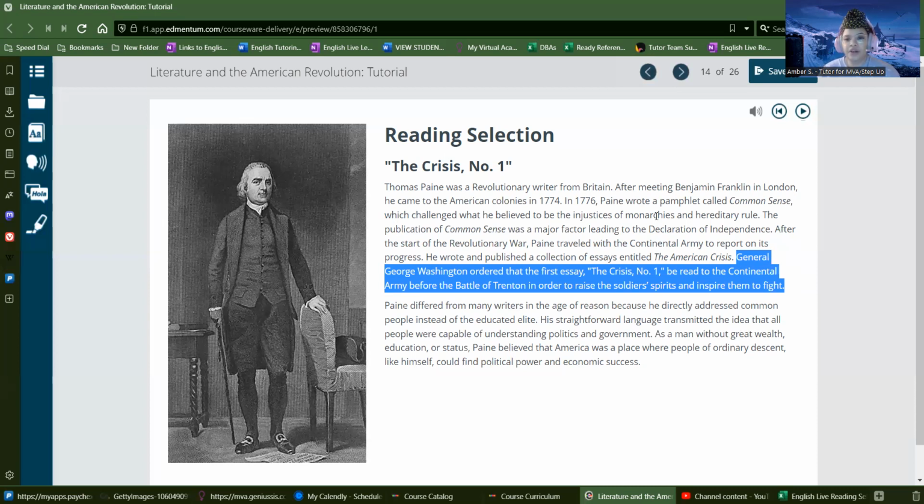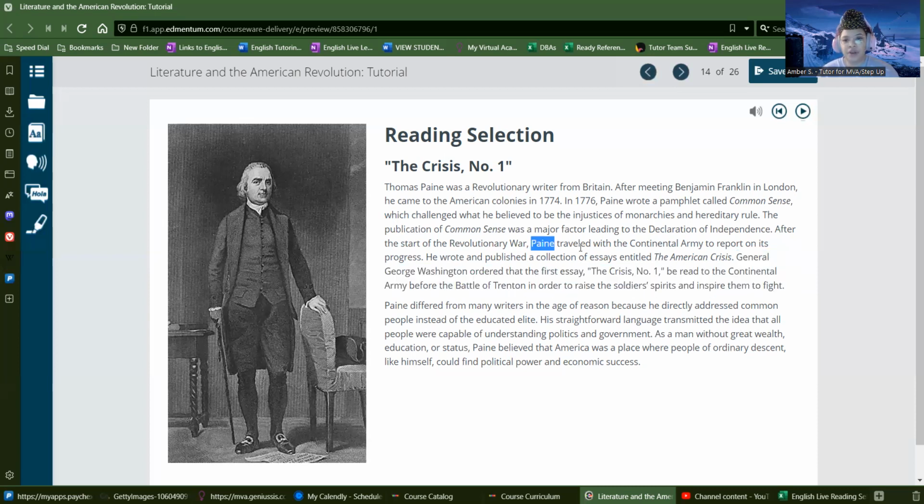What's important to note here, and they give you this information a little further up, is that Paine traveled with the Continental Army to report on its progress. And this is what led him to write Crisis Number One, to try to encourage people to have faith in what they were fighting for, America's freedom, and also just to not abandon the war, even though there were high losses and a lot of difficult situations that people were being put in.